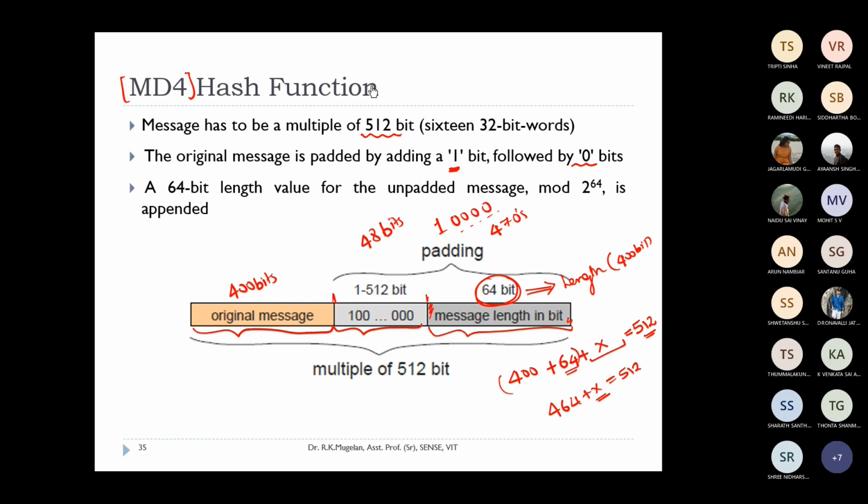Excuse me, sir. Yes, Kashish. So padding, will we say that 48 bits is padding or 112 bits is padding? Okay, this 48 alone is called padding. The last 64 is the bits used to convey the message length. Actually, here they said this entire thing is called padding. Okay, in the diagram, once again.